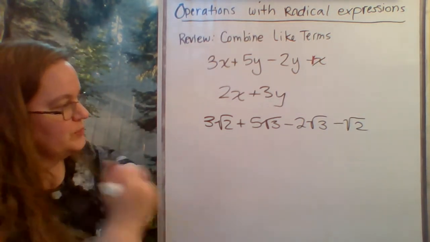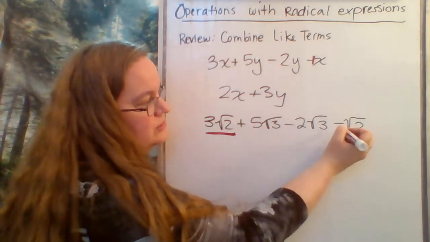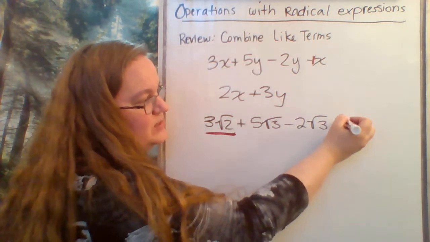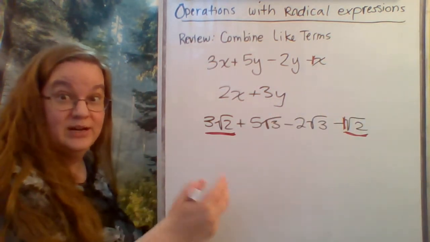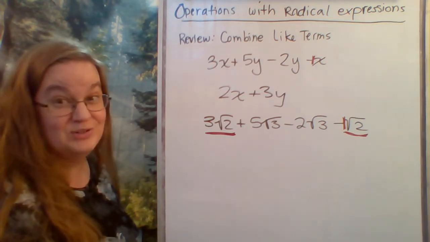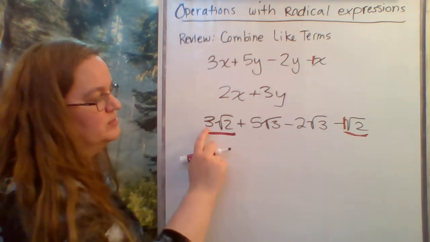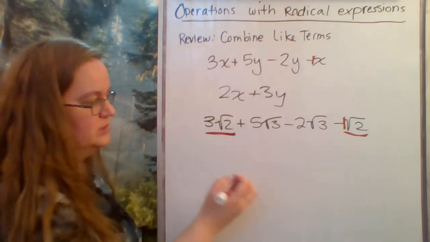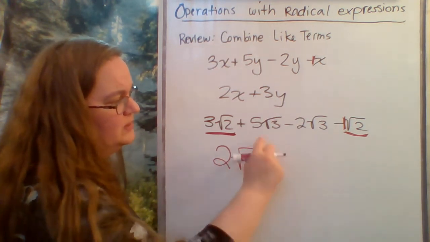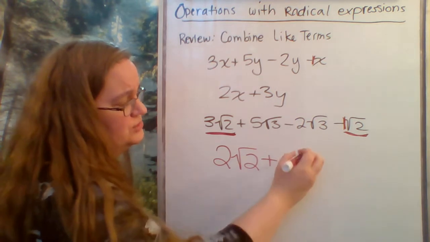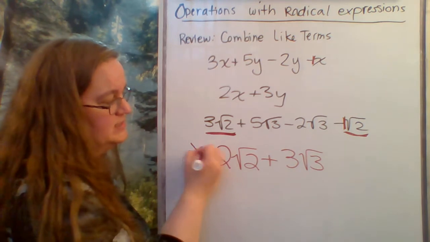And so when I look, I'm going to combine 3 times the square root of 2 and minus 1 times the square root of 2, just like it was like 1x. So I treat it like 1 times the square root of 2, because 1 times the square root of 2 is the square root of 2. And now I can just subtract the numbers in front. So 3 minus 1 is 2 root 2, plus 5 minus 2 is 3 root 3. And this is as simplified as I can make it.